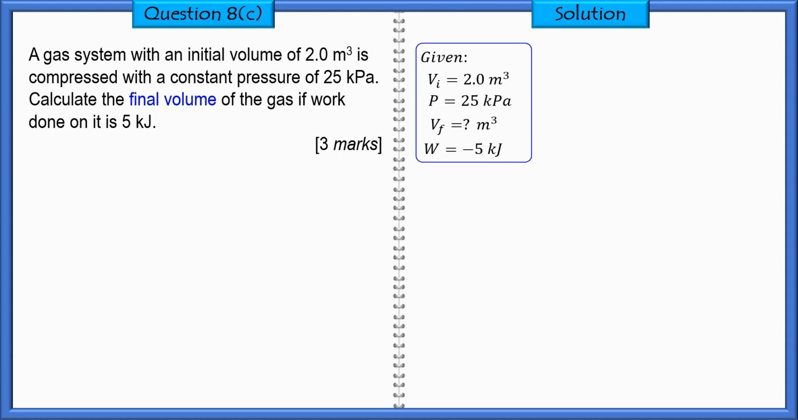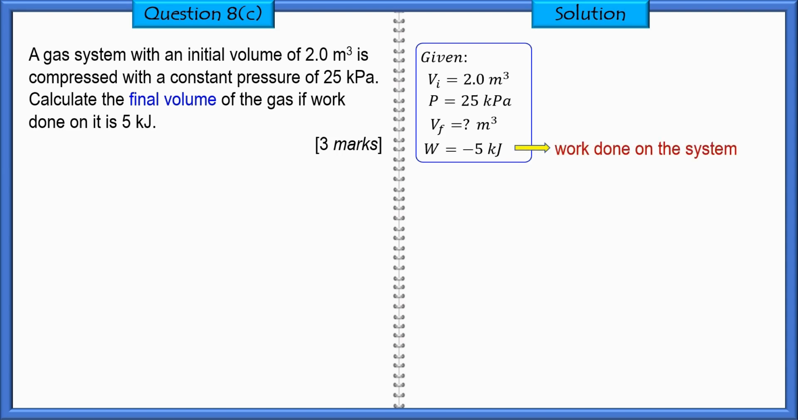Last question, which is question 8c. A gas system with an initial volume of 2 meter cube is compressed with a constant pressure of 25 kilopascal. Calculate the final volume of the gas if work done on it is 5 kilojoule. Okay, take a look at the question and identify the hidden information. Firstly, we want to calculate the final volume, so V final. And then work done on it, meaning that the work done is negative. Work done on the system, so it is negative 5 kilojoule.